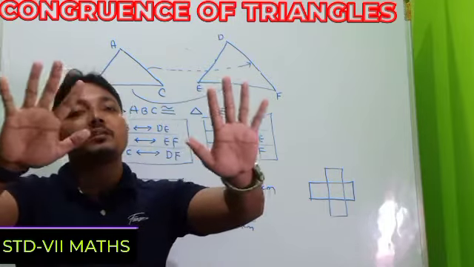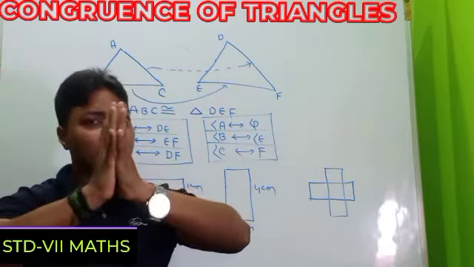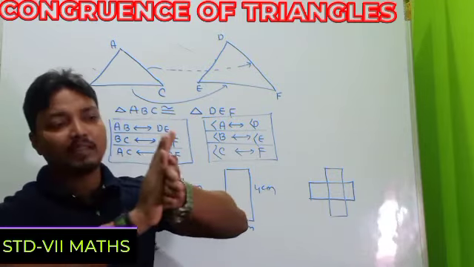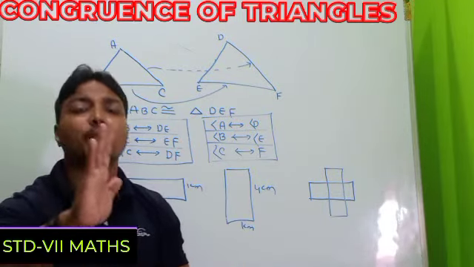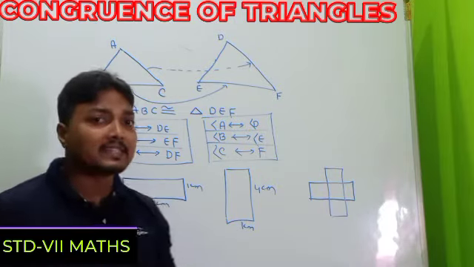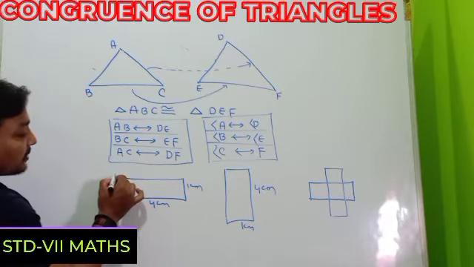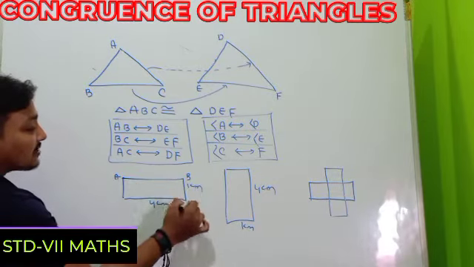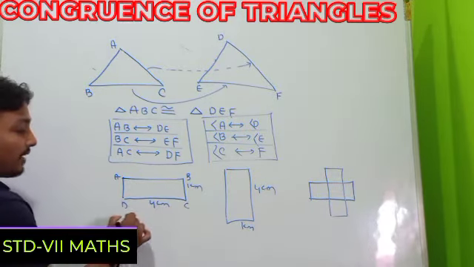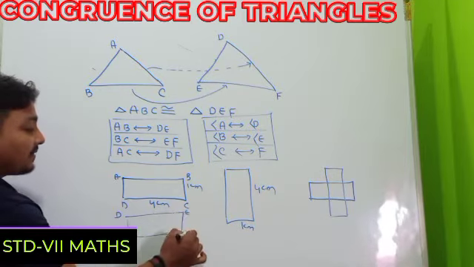Both have the same measure in every angle. Whenever kept like this, congruent. Whenever kept like this, both are not congruent. So the important one is, everyone see, suppose its name is AB, this one is CD. Whenever its name is, suppose, DEFG.